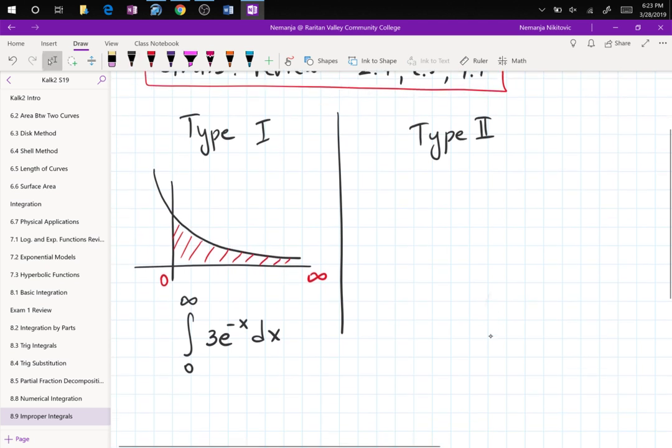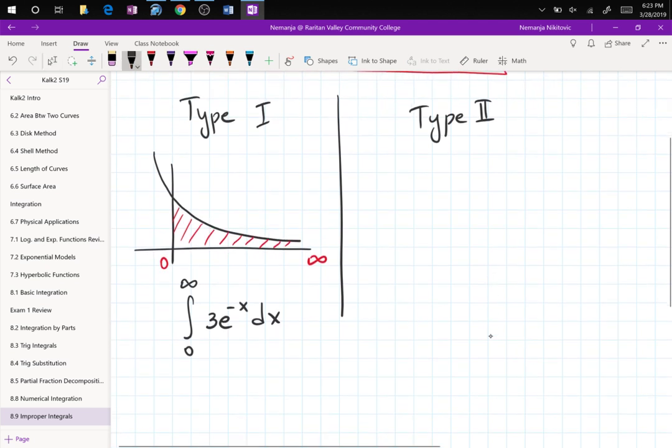The way to solve these would be to replace the infinity with a finite value, say b, because it's the upper limit. It goes a on the bottom and b on top. So you replace that with b, and then you send that b in the limit to infinity. You kind of trick it. So this would be equal to the limit as b goes to infinity of the integral from 0 to b of 3e to the negative x dx, and then you just solve that. You know how to integrate, I hope.